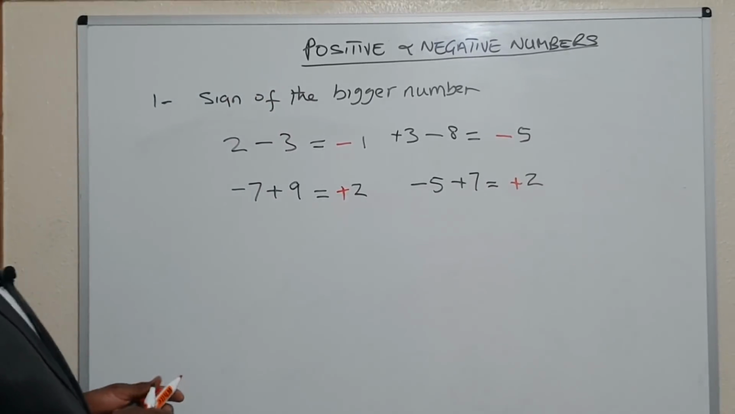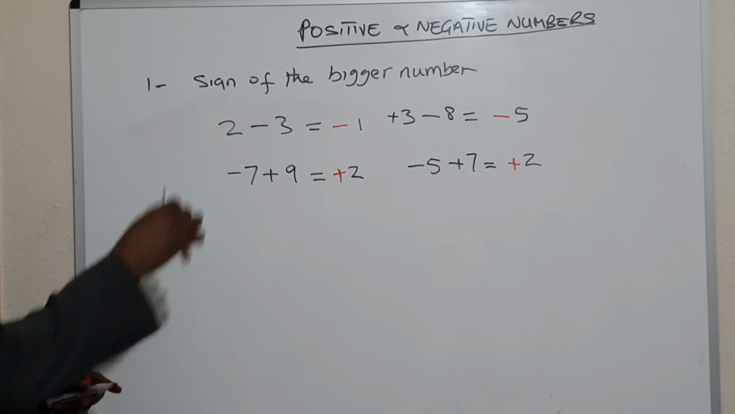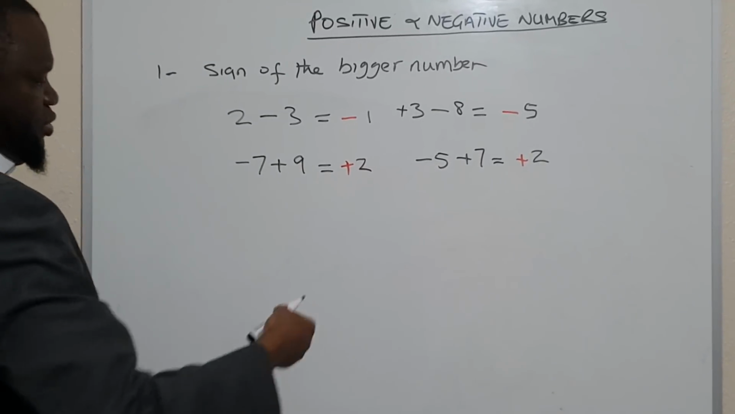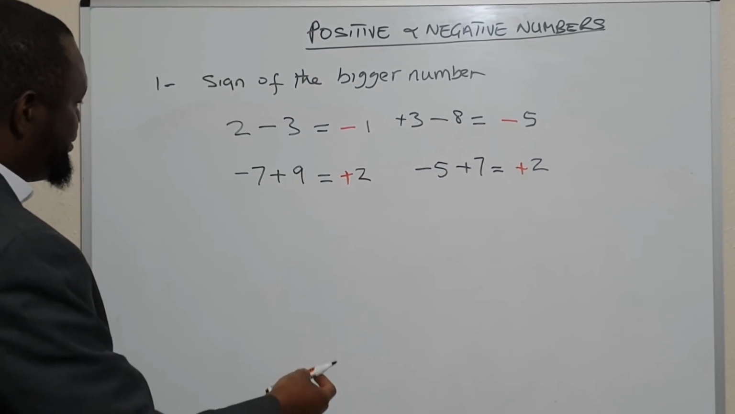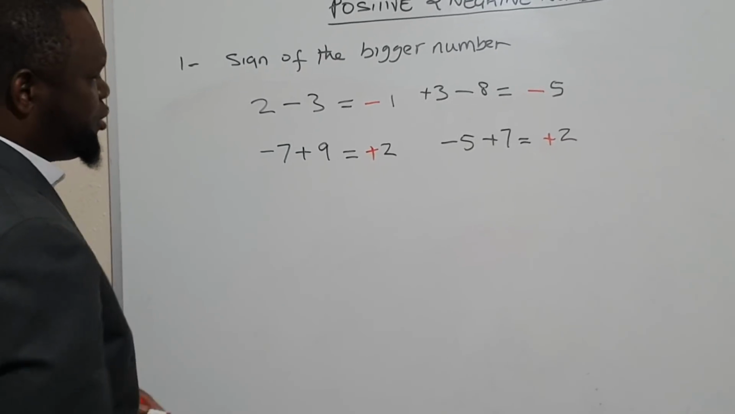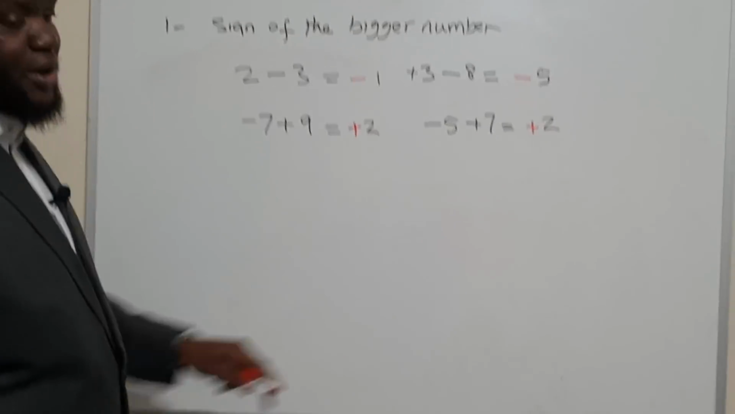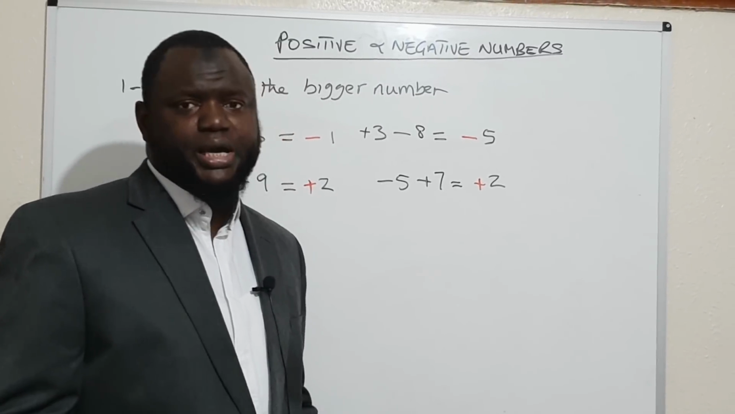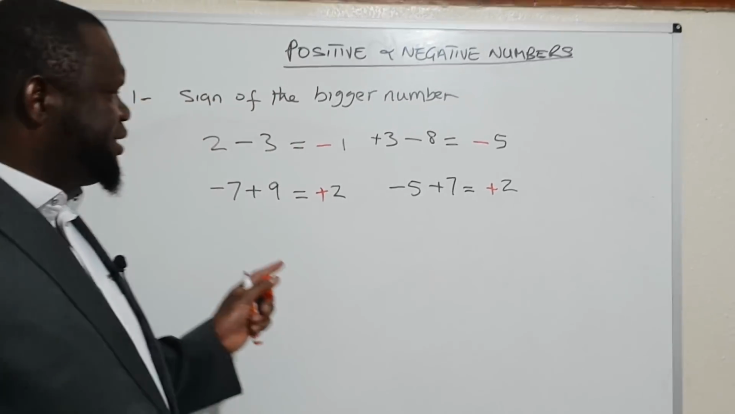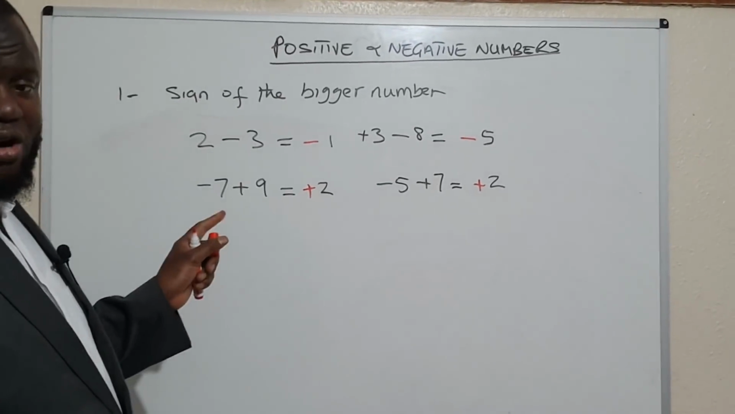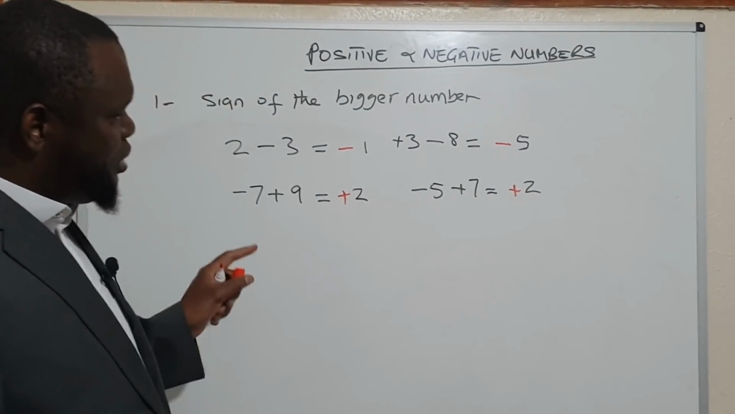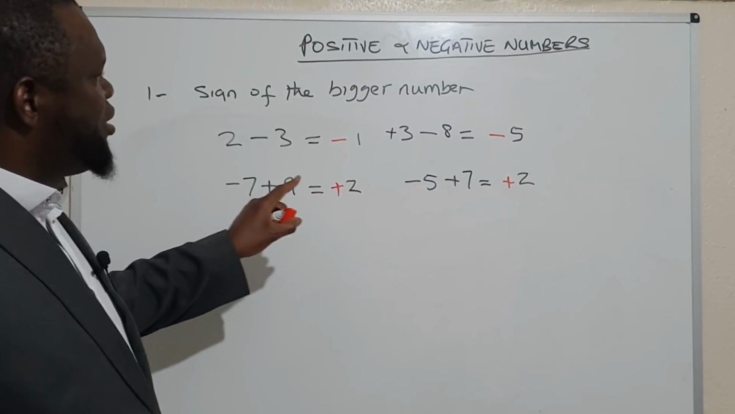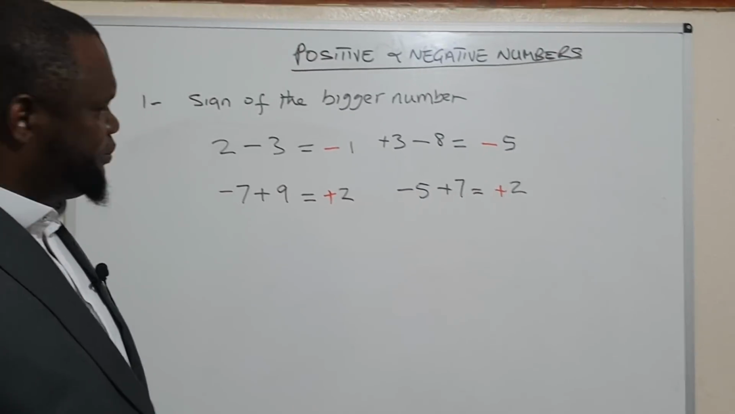You see? Simple. When they give you something like this, ask yourself, which number is bigger? Okay? And then, what is its sign? So your answer will be the sign of the bigger number. Okay. Now, is it clear to you? The sign of the bigger number. When we're given a plus and a minus, the sign of the bigger number will be your answer.